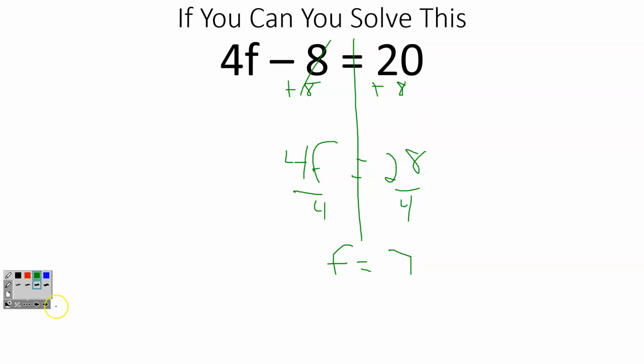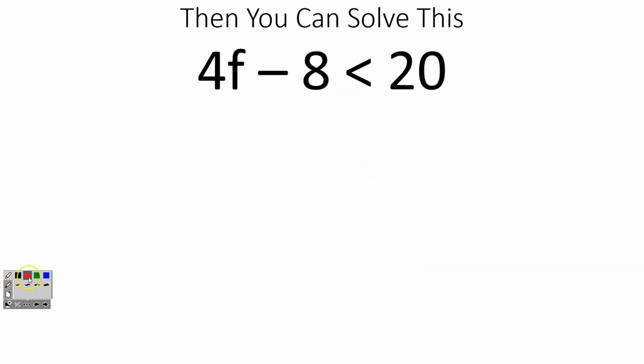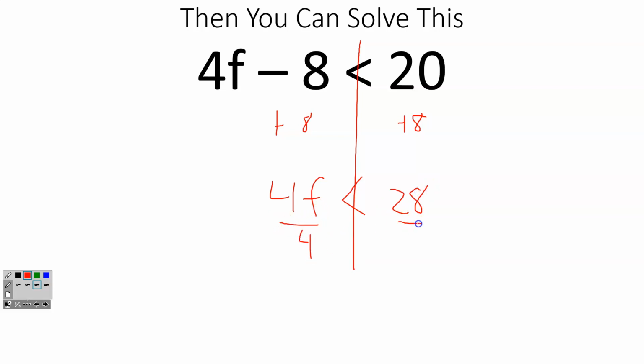If you can do this type of problem, then you're able to do this type of problem too, because again, it's the same process. Draw my fence. What I do to one side, I do to the other side. I have a 4f. I'm going to bring down my less than symbol and get 28. I'm going to divide both sides by 4. And I get an answer of f is less than 7. If I were to graph it, it would be an open circle going in this direction. And there we go. But the process is still the same.